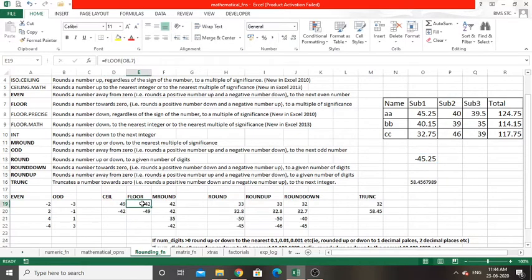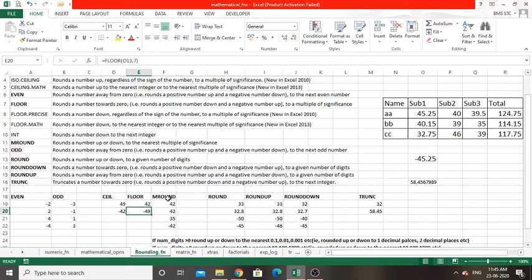Next, what about the floor function? Floor function performs a rounding down towards 0. That is the first point. Second point is it will consider only the number which is less than the passed number. And it will also consider the multiple of the significance value, or the second argument. I hope you are clear with these two functions.